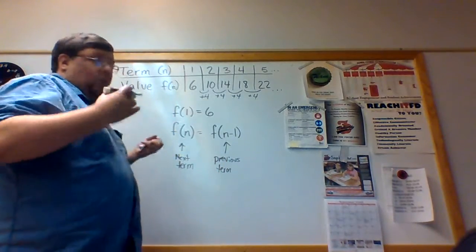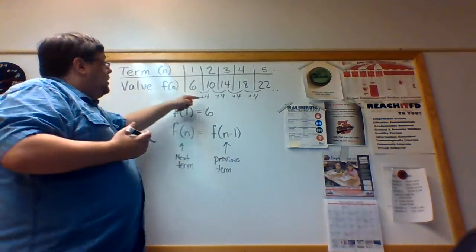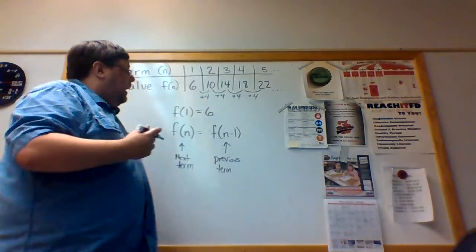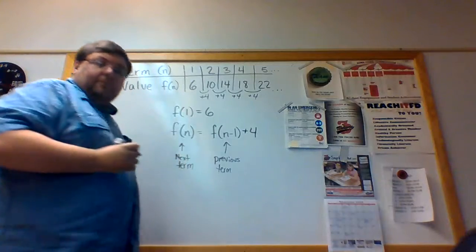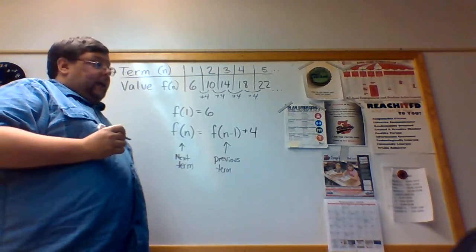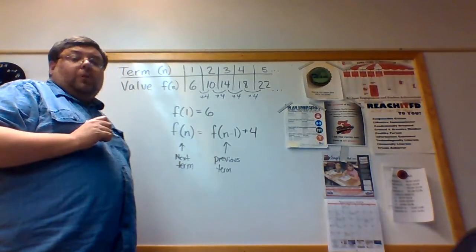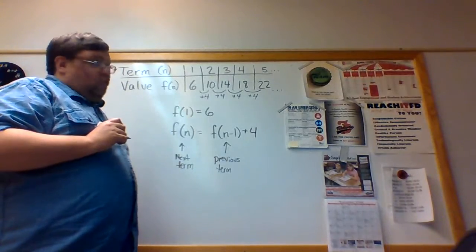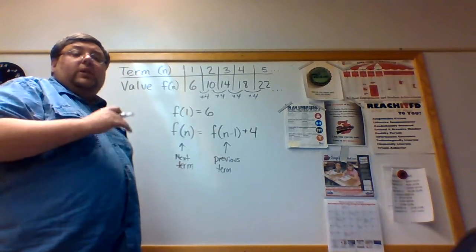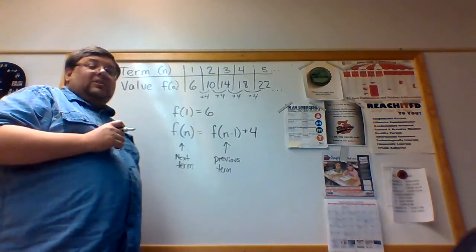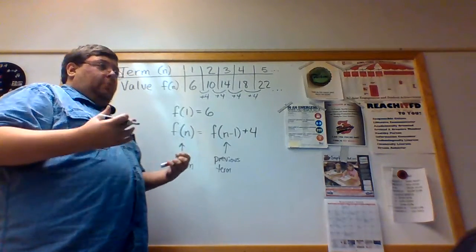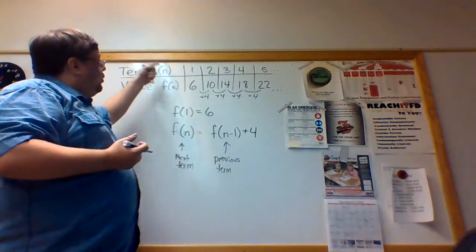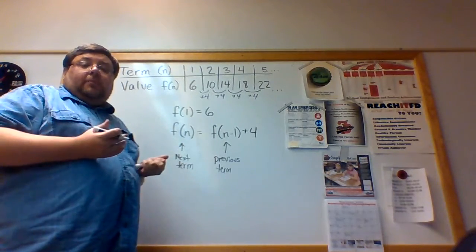And then we have to tell people what to do to that previous term, which in this pattern was a pretty simple add 4. It's an arithmetic sequence that added 4 every step. So that's the second line. Now there is one more part to that second line, and that's a rule that tells us when we can use that second line. It's called our domain. The domain basically means the inputs, which n is our input here, that make sense in the problem.